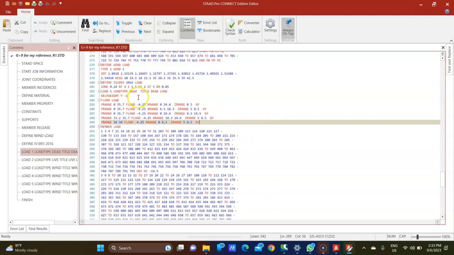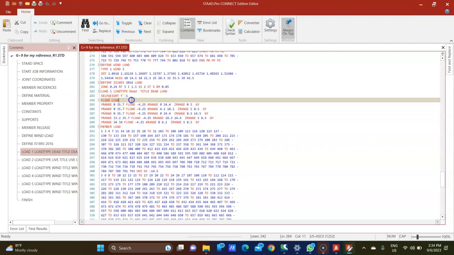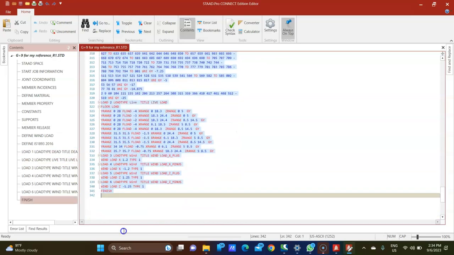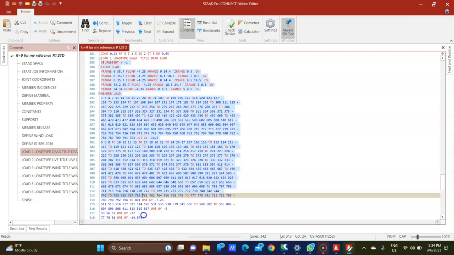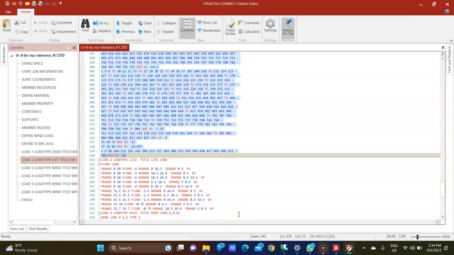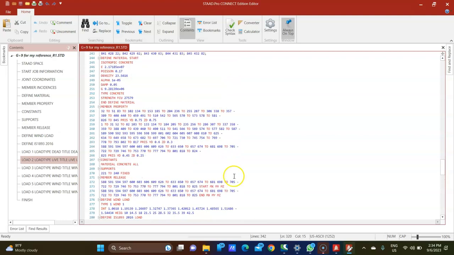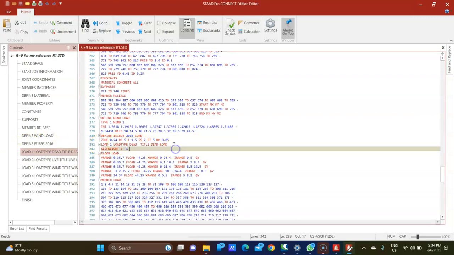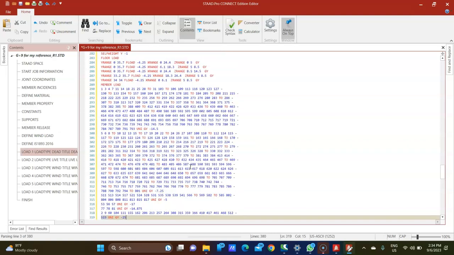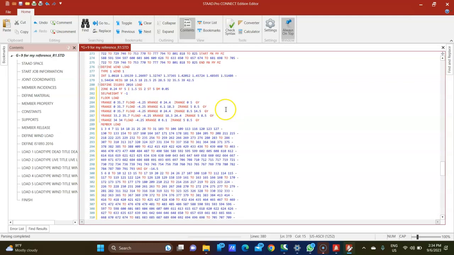So now you just copy all this load which you have assigned for dead load, up to here. Control C, and you have to paste it after the line where you have defined the seismic definitions. Under this line, press enter and press Control V. Whatever dead load was there has now been pasted. But the only thing is that you will have to change some commands.